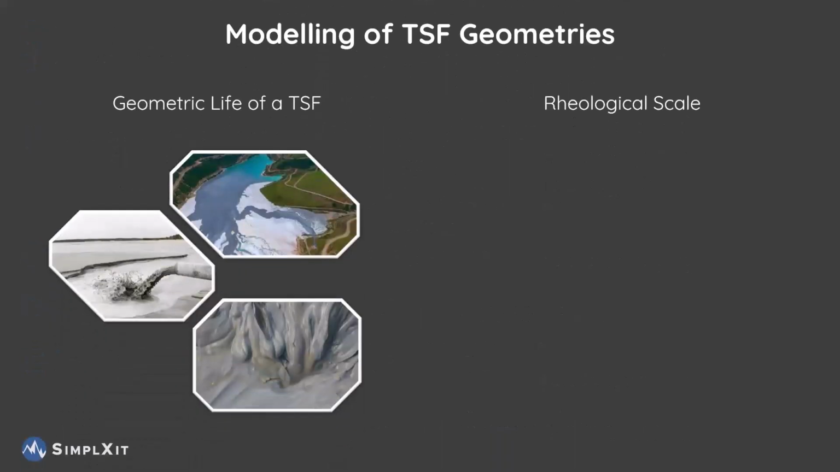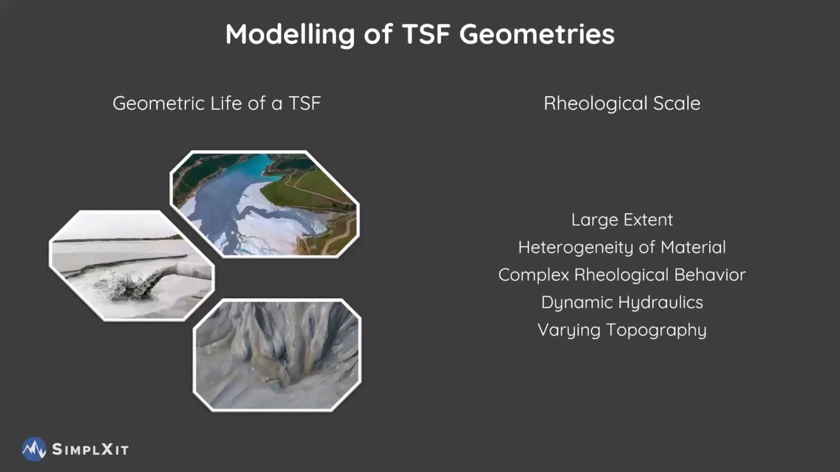If we look at the modeling of TSF geometries at the rheological scale, we're trying to store a solid with water, which is a highly complex medium that shows non-Newtonian behavior. It's over a very large area and has a lot of heterogeneity in the material, so it's extremely complex to actually model. If you purely look at the rheological scale, it's not possible. So we need to lose some of that scale.